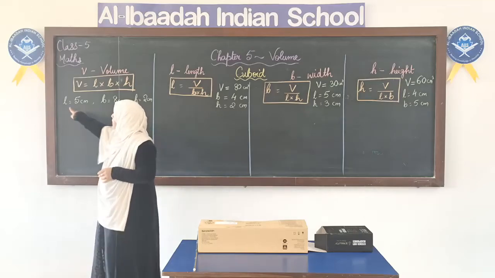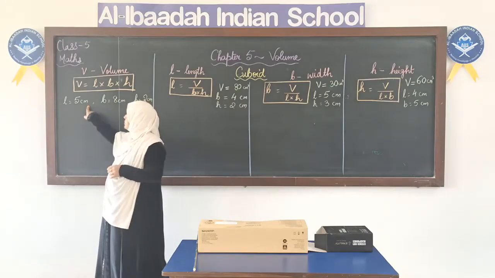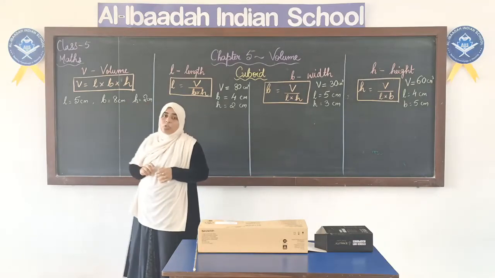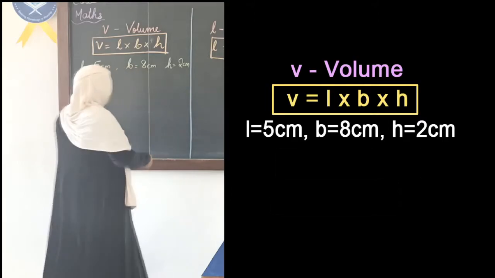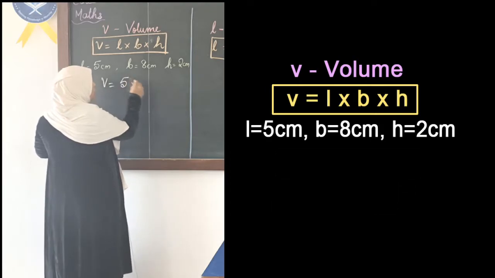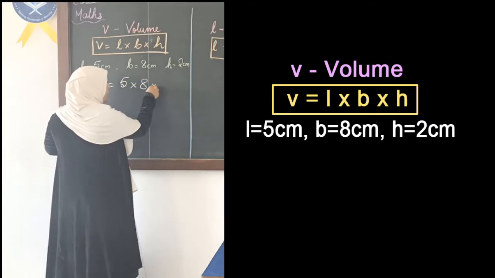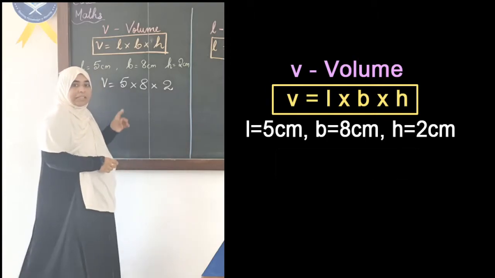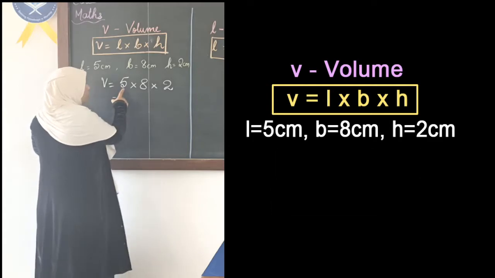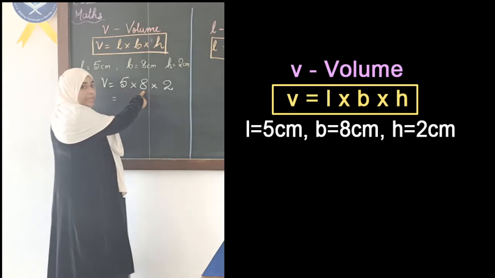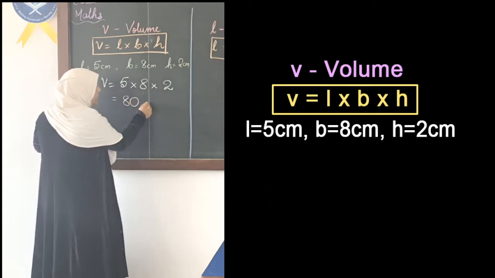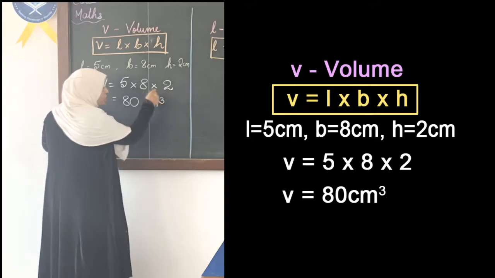Now, here I have a length which is equal to 5 centimeters, width is equal to 8 centimeters and height is equal to 2 centimeters. So, we will use it in the formula where V is equal to length, that is 5, into width, that is 8, and height 2. Okay, we have to multiply these three, we will get the volume of the cuboid. So, V is equal to 5 into 8 is 40, 40 into 2 is 80, 80 centimeter cube.